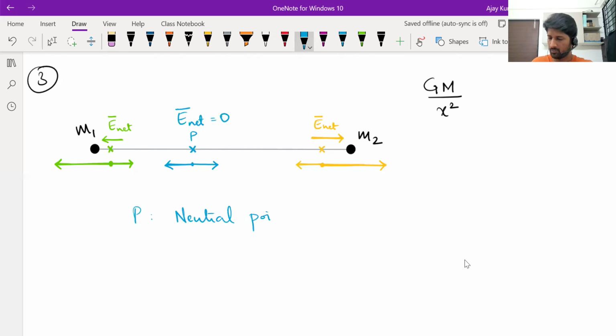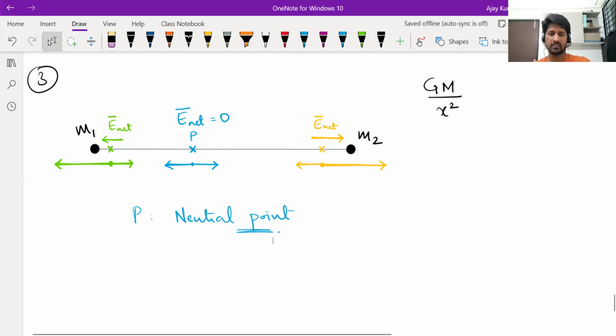And neutral points are very, very important in space explorations. Okay, let me just give you an example. 1 second.